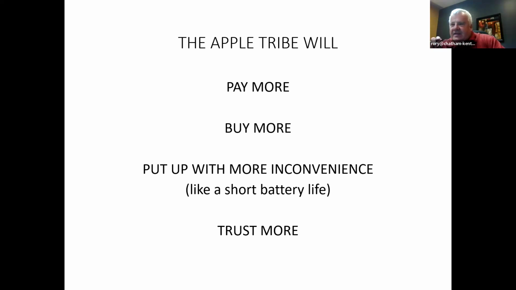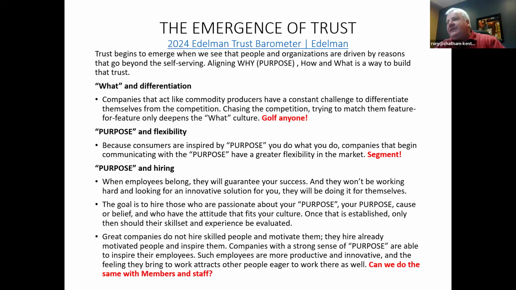So next, there's a document that's been done for well over 10 years now, the Edelman Trust Barometer, about the emergence of trust and how we can create differentiation, and whether we're acting like commodity producers, having a constant challenge to differentiate ourselves, chasing competition. And here I say, golf anyone? How many of us are running golf tournaments? But ask yourself why. And if the only answer is to generate revenue, I think you need to dig a little deeper into the soul of the organization. And then flexibility.